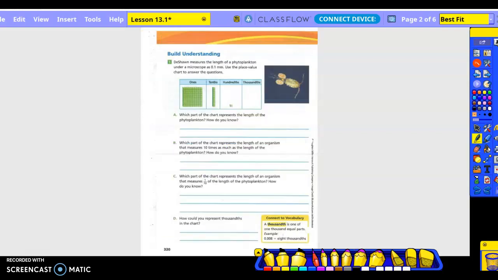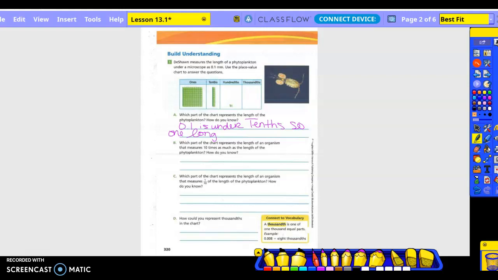Build understanding number 1. Deshaun measures the length of the phytoplankton under a microscope as 1/10 of a millimeter. Use the place value chart to answer the question. So which part of the chart represents the length of the phytoplankton? How do you know? So which part represents it? What did they tell us the phytoplankton was? 1/10. So 1/10 is under which place value? Is under tenths. So 1 long. Okay, it wouldn't be the flat and it wouldn't be the little bit, right? It's the long one.